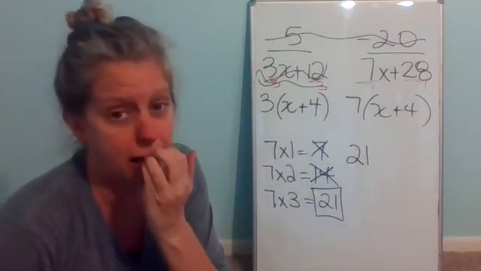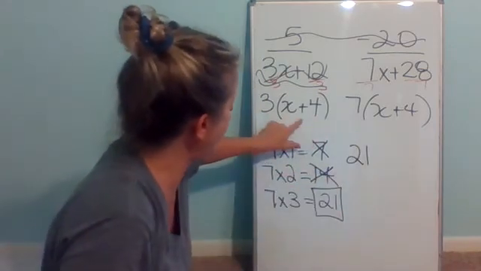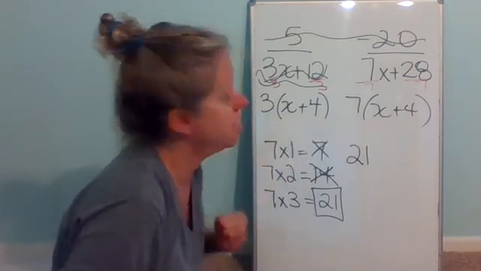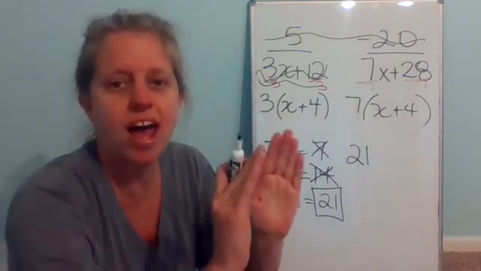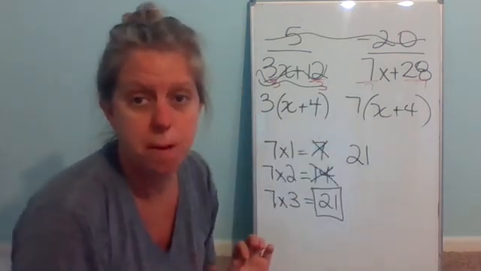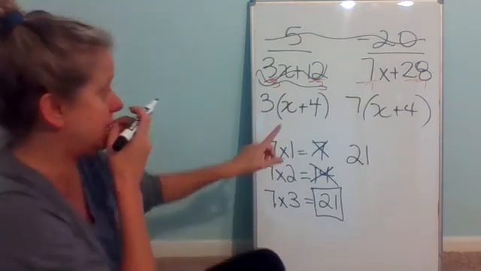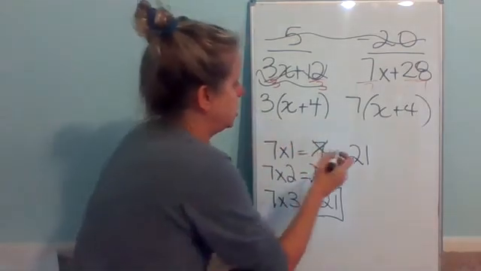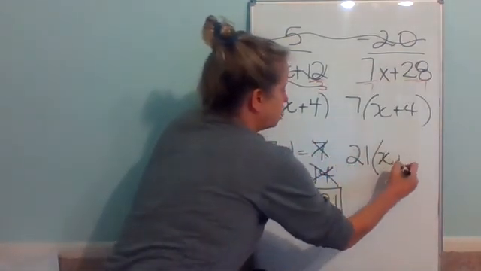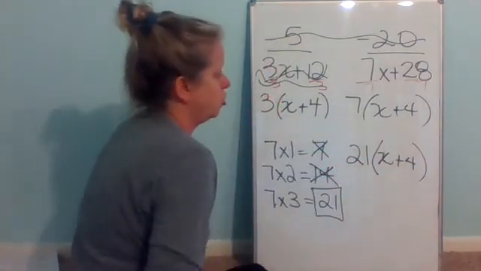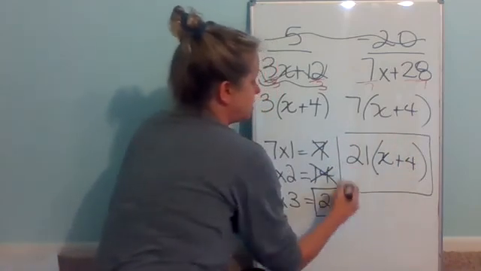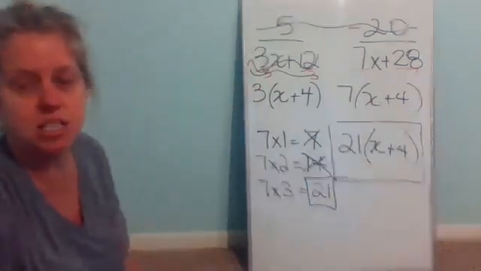Now, when we're talking about LCD and we have parentheses, you have to include all the different parentheses. What different parentheses do I see? Well, I see one, but it's the same, so you don't include it twice, just once. So 21 times x plus 4 is your least common denominator.